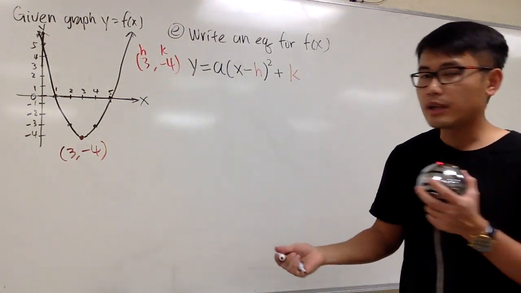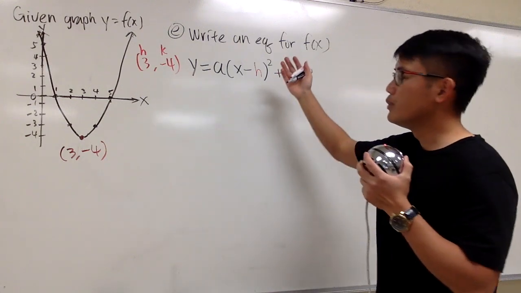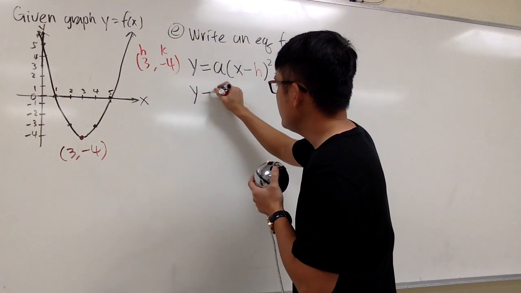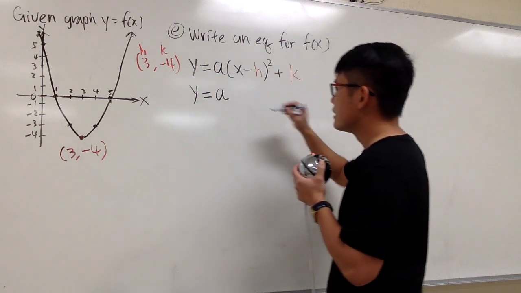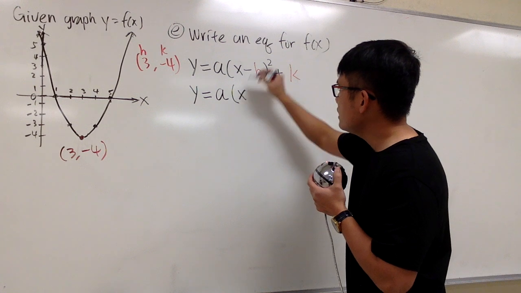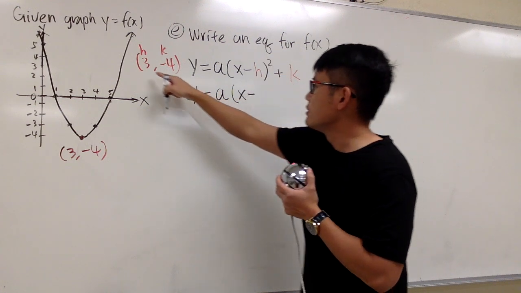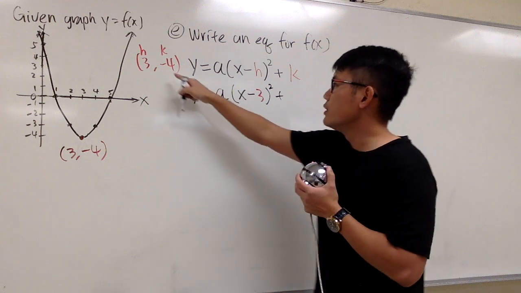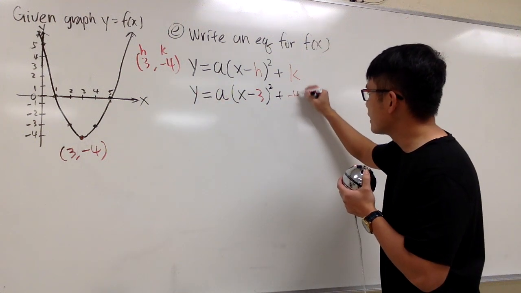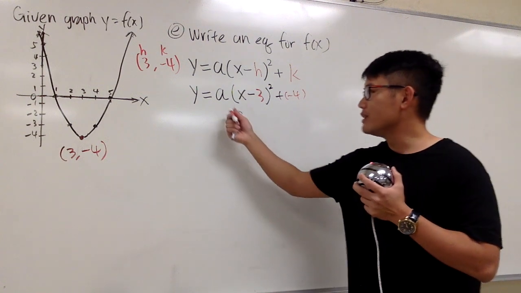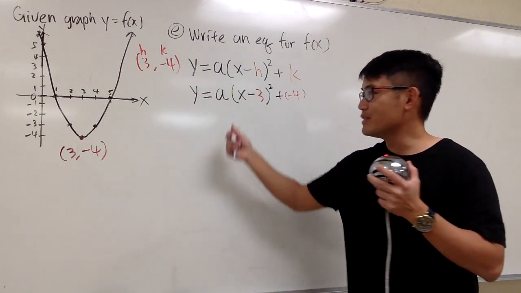So the first step is we can just plug in these numbers into h and k. So here we have y is equal to a, which is just a, we don't know yet. And we open the parentheses, the x stays the same at the moment, and then we have minus, the h is 3. And then we square this, and then we add the k, which is -4. And let me put it down like this for you guys. Right now, how can we solve for the a value though? This is something we still have to do, right?